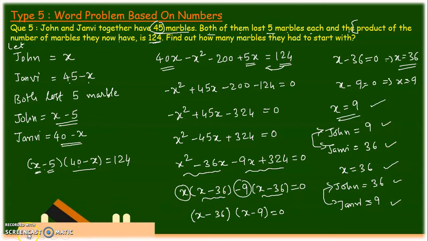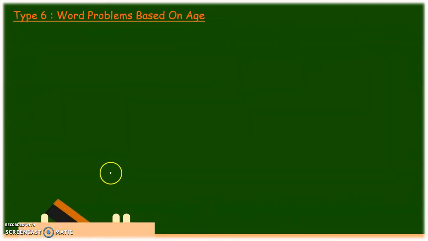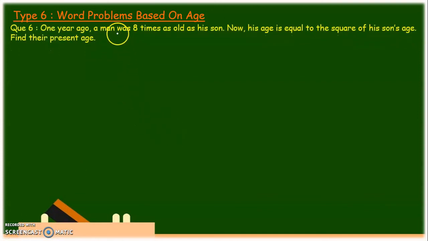Let's move to the next type of problem. That is the word problem based on age. See the question. 1 year ago, a man was 8 times as old as his son. Now his age is equal to the square of his son's age. So find their present ages.